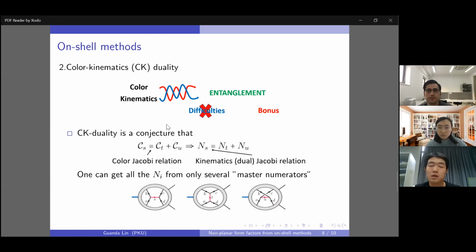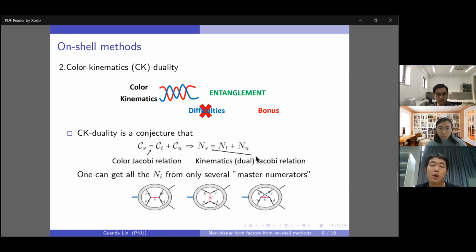So another method we use is the color-kinematics duality. In this strategy, we actually do not try to decouple the color and kinematics parts. We try to make use of the entanglement between these two parts because we have a conjecture of CK duality, which means that the color Jacobi relations can also be satisfied by the kinematic numerators. These are called dual Jacobi relations.